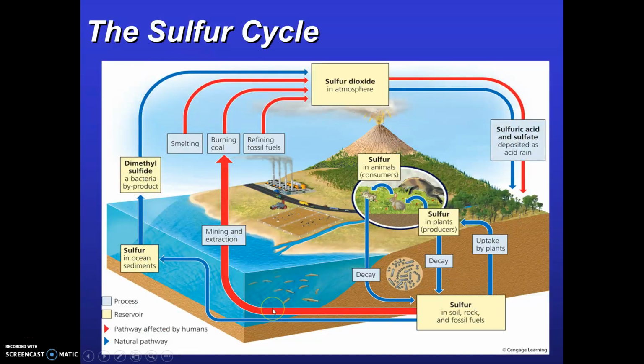This is a simplified diagram of the sulfur cycle, and notice the red depicts human impact. Mining and extraction can release sulfur into the environment. Smelting, burning of coal, and refining fossil fuels can emit sulfur dioxide into the atmosphere, and that can react in the atmosphere to create sulfuric acid that contributes to acid rain.